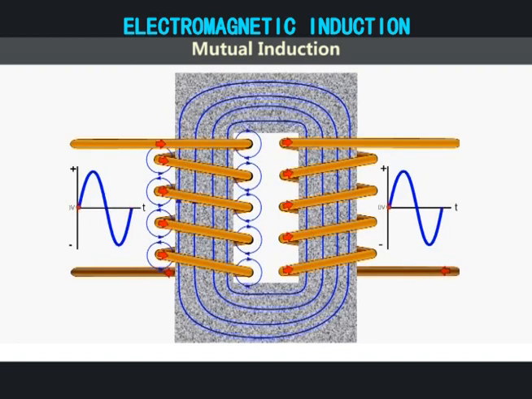So induced voltage depends on the strength of the magnetic field and also the number of turns on the secondary coil. More turns in the secondary coil will generate more voltage, and this is applied in the construction of transformers.